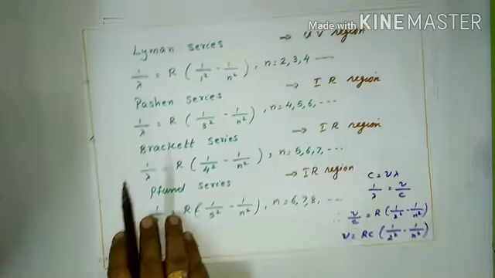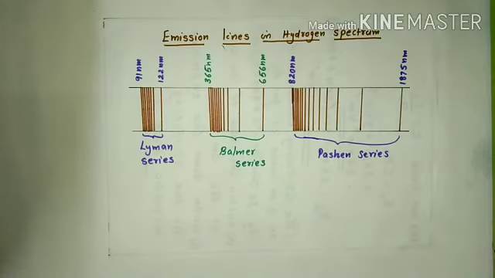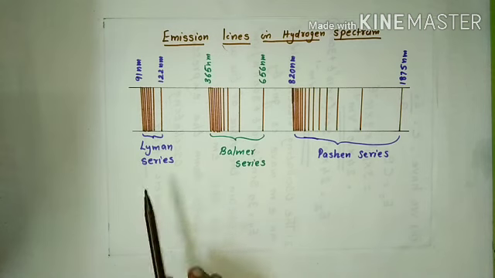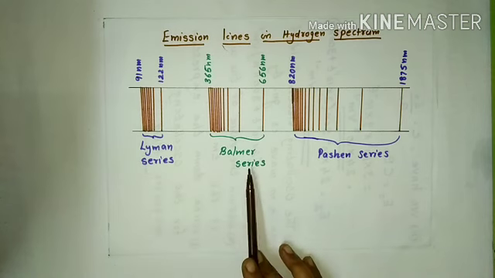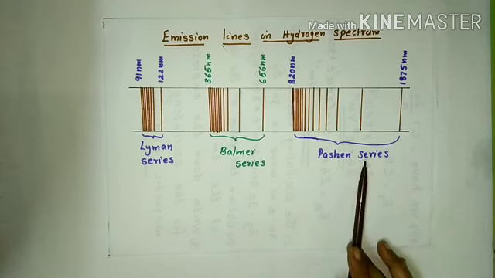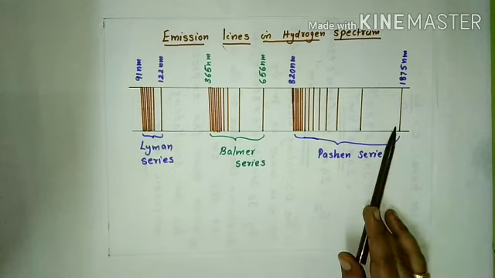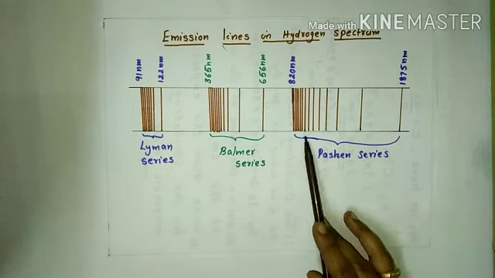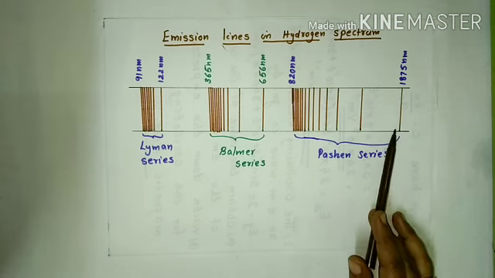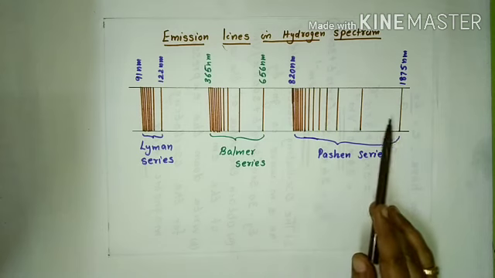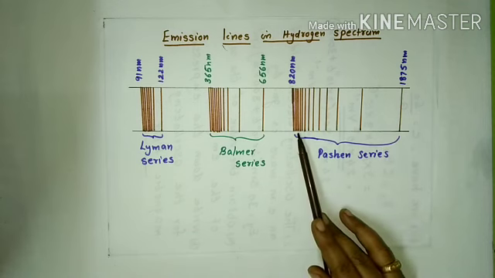So we can see the emission line spectrum of the hydrogen atom. These are the different series: the first series is the Lyman series, the second series is the Balmer series, the third series is the Paschen series, and so on. In all these series, the spacing between the spectral lines is arranged in decreasing order, and when the wavelength decreases, the lines become closer together and weaker in intensity. Thank you.